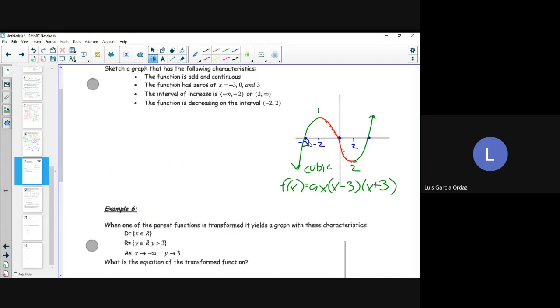So is everyone fine with this one? You're just sketching the graph and following the rules that it gives you. Don't forget about the equation. I just wanted to show you this. So essentially, we're just given the property that we have to sketch.